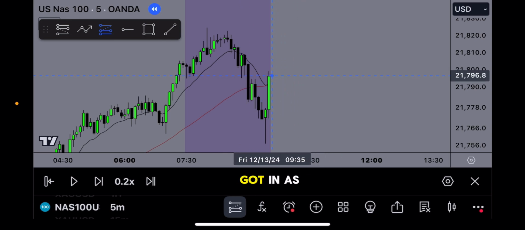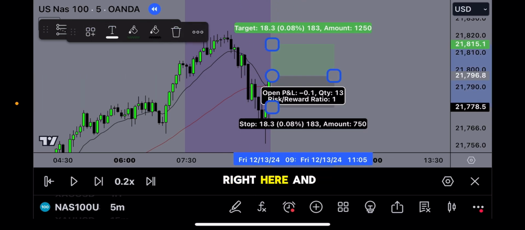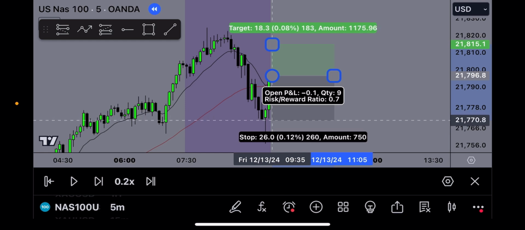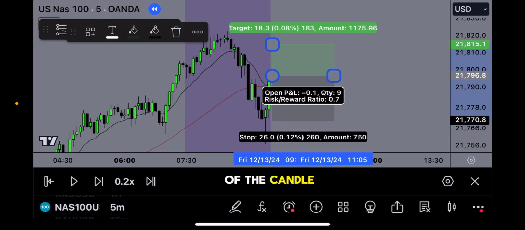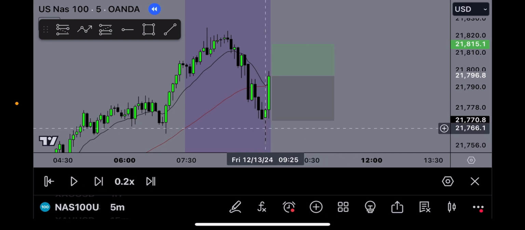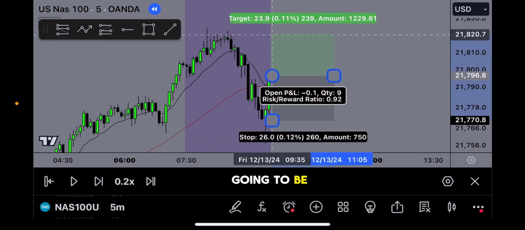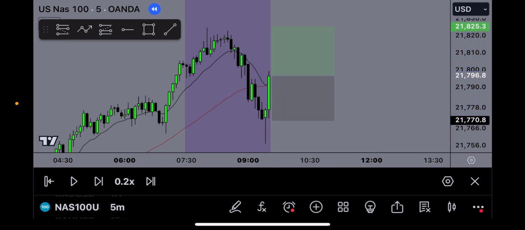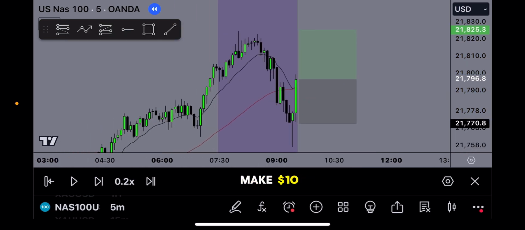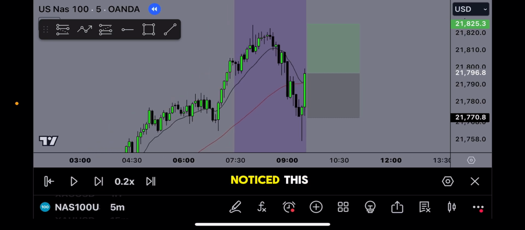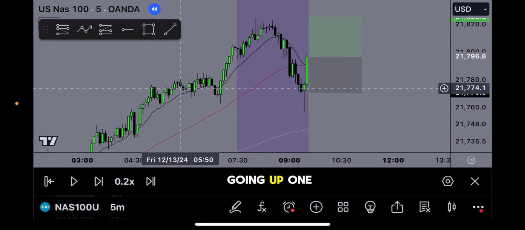So here I would have got in as soon as the candle would have closed right here, and my stop loss is going to be at the end of the candle, which is right here, the end of the wick of the candle, and then my take profit is going to be a 1-to-1, which is I'm risking $10 to make $10, right? So as soon as I notice this, I notice price going up one more time.